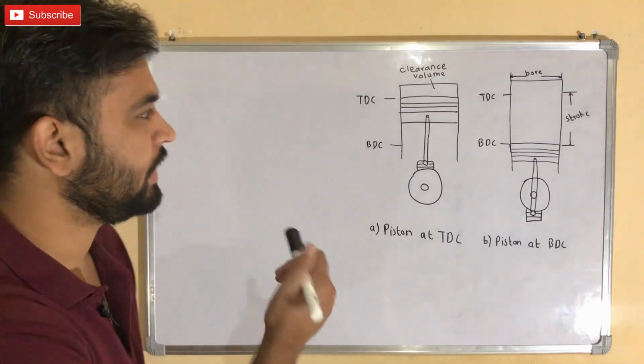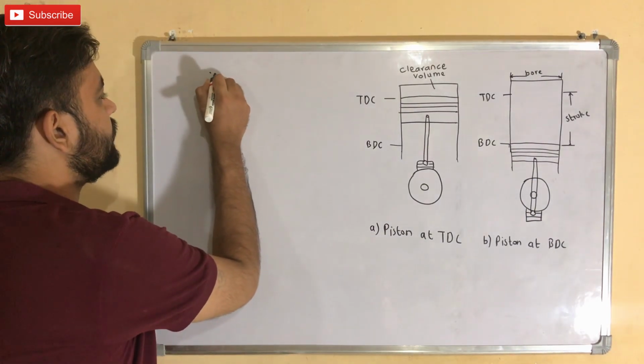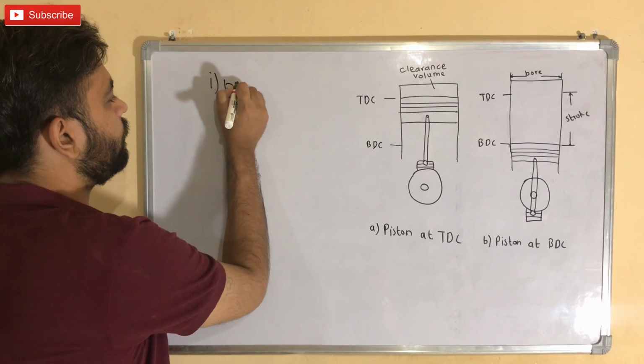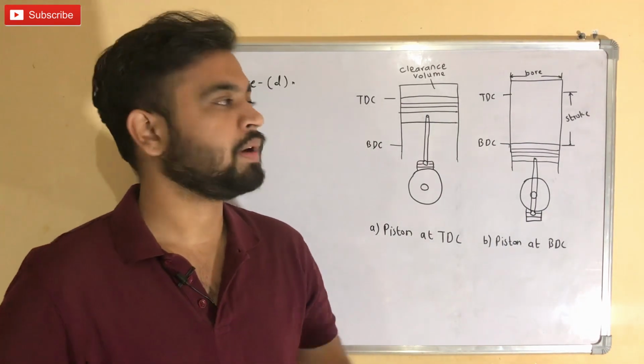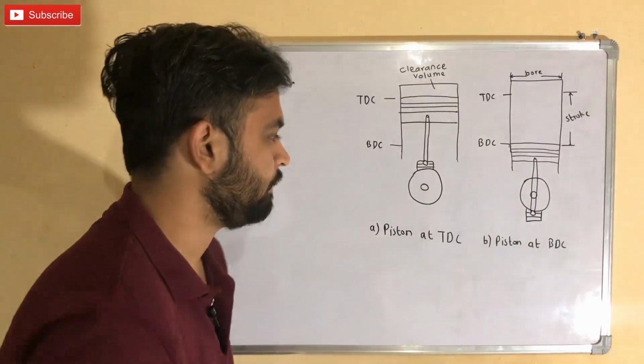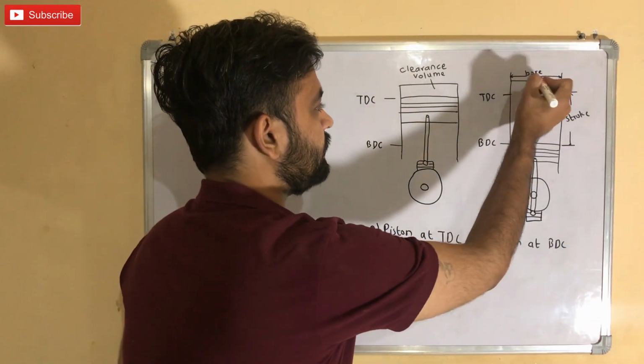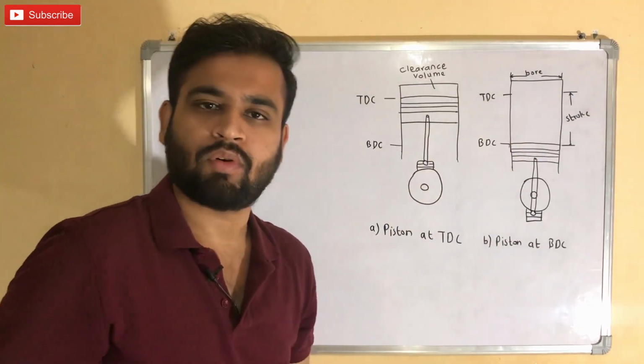So our first dimension, or the first nomenclature, is bore. Bore is nothing but the diameter of a cylinder. So in this case, this diameter is known as the bore.